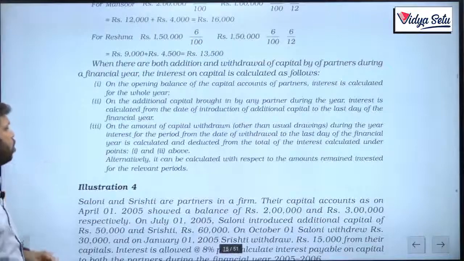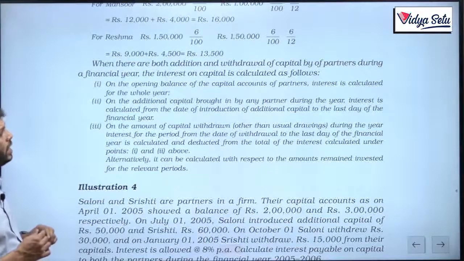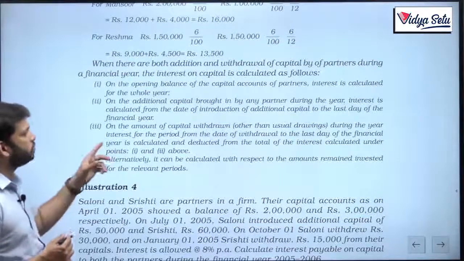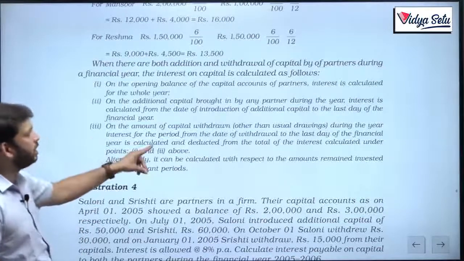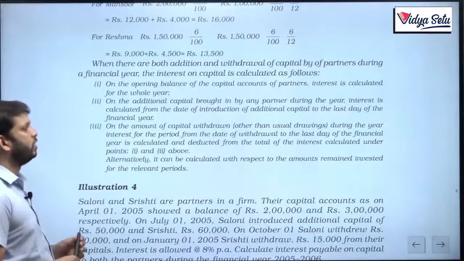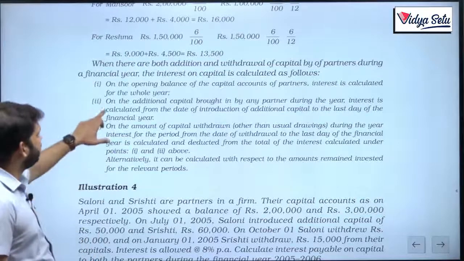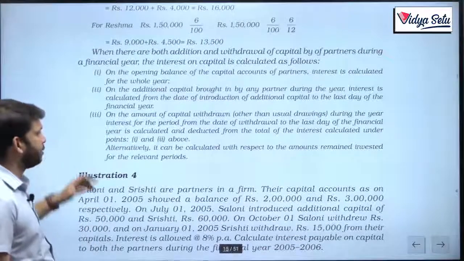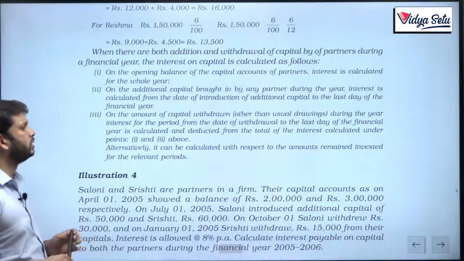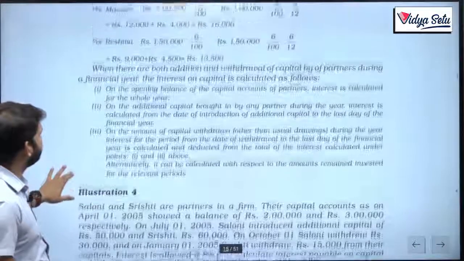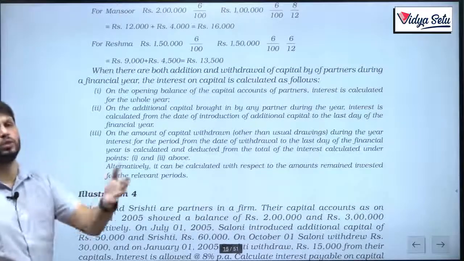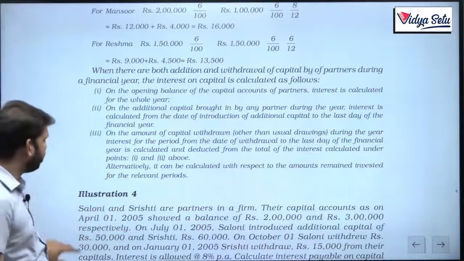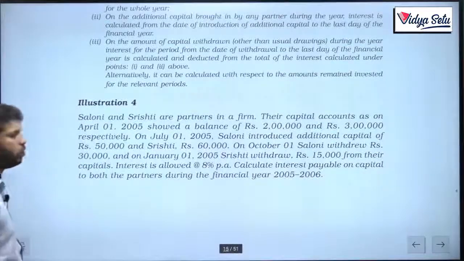And the last one, on the amount of capital withdrawn other than usual drawings during the year, interest for the period from the date of withdrawal to the last day of the financial year is calculated and deducted from the total of the interest calculated under points 1 and 2. Alternatively, it can be calculated with respect to the amounts remained invested for the relevant year. So we can do it this way, or only for the amount which was there, we can calculate for that period only. So let's look at illustration 4.